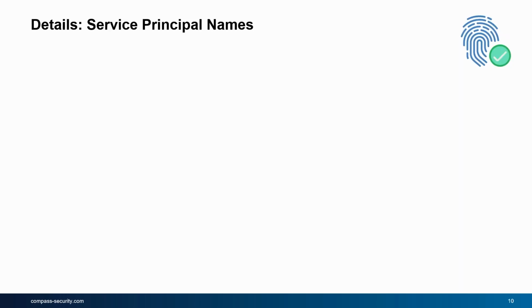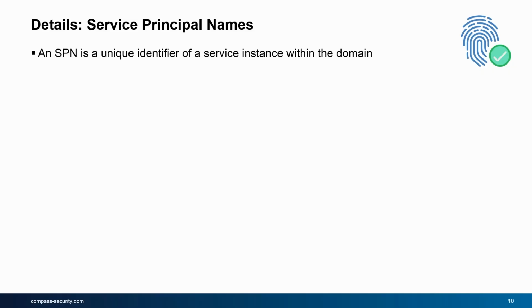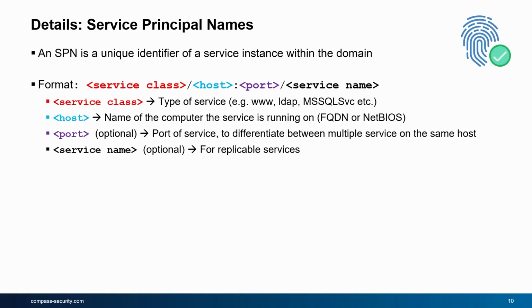A bit more information on service principal names. A service principal name, or SPN for short, is basically a unique identifier of a given service instance within your domain. The format is always structured the same way. We have the so-called service class, which indicates the type of service you're talking to. That could be www for a web server, that could be LDAP or MS SQL service, and so on, for the different categories of services that are available in the domain. Then we have, as a second part, the host that actually is exposing the service.